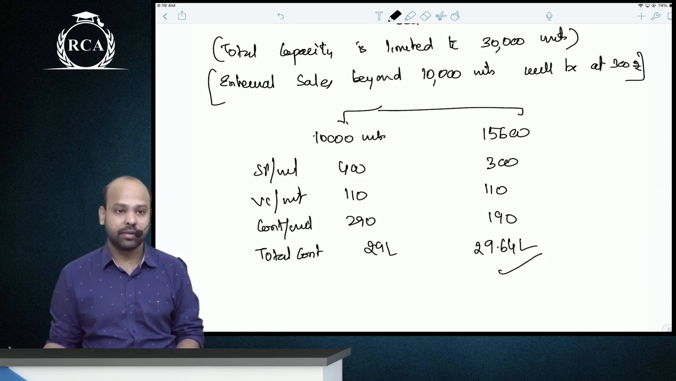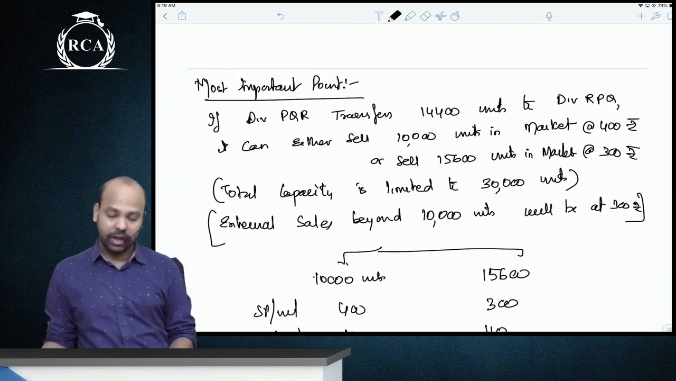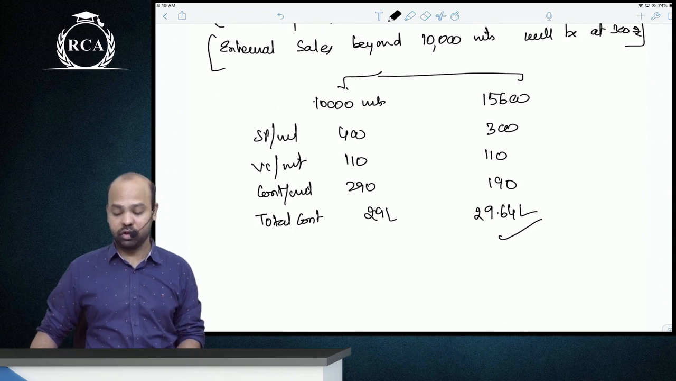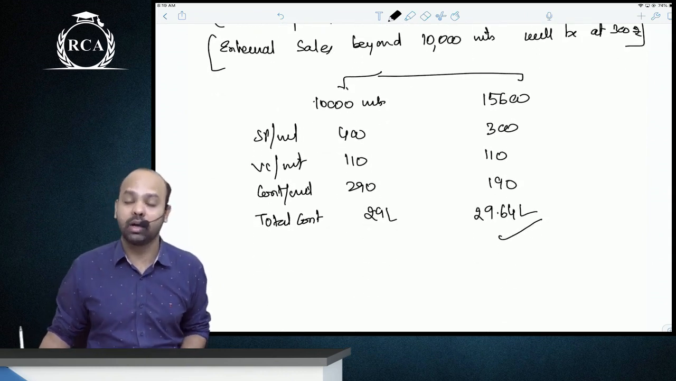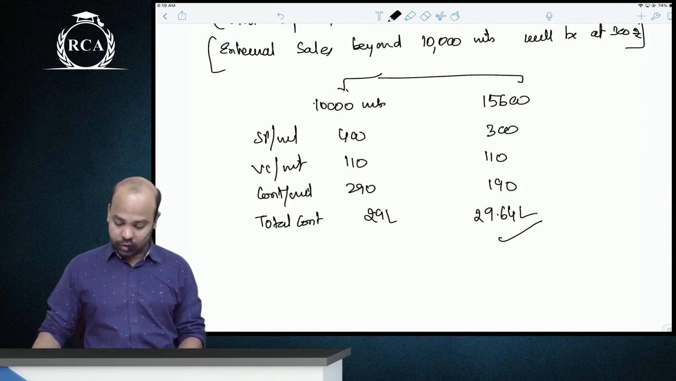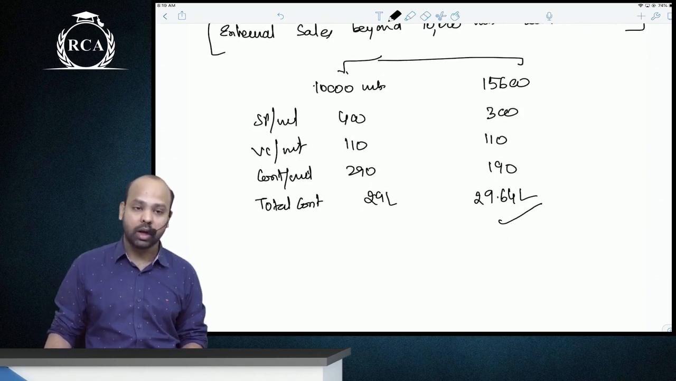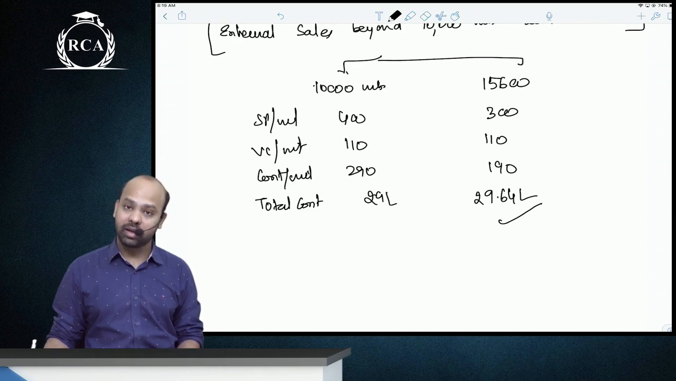This is better, guys. So if you're transferring 14,400 units to the other division, then instead of selling 10,000 units in the external market at 400 rupees, the first division should be selling 15,600 units in the market at 300 rupees. Are we clear about this? Yes, sir.